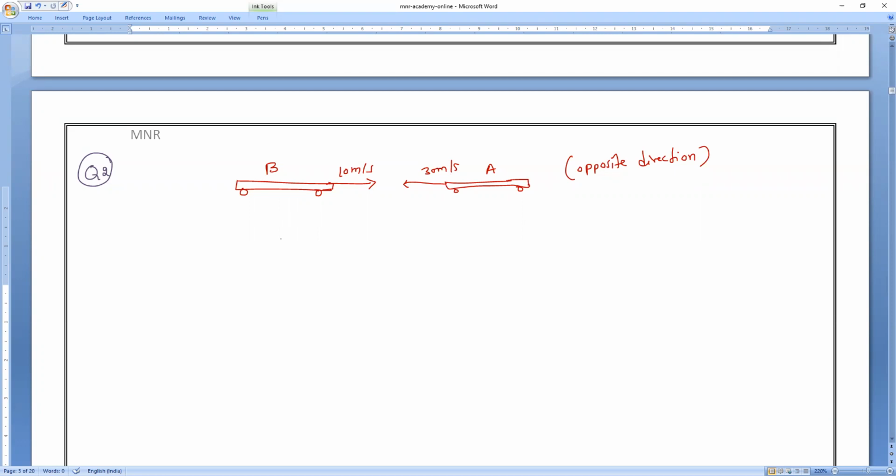This is my question. So please, all of you tell me. Now B is my observer and I want to find the velocity of A. So can you tell me now?